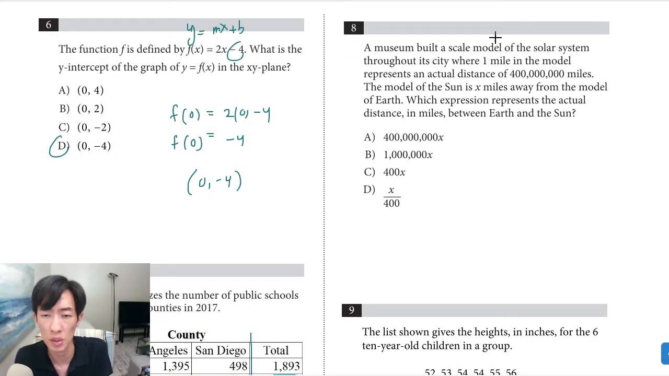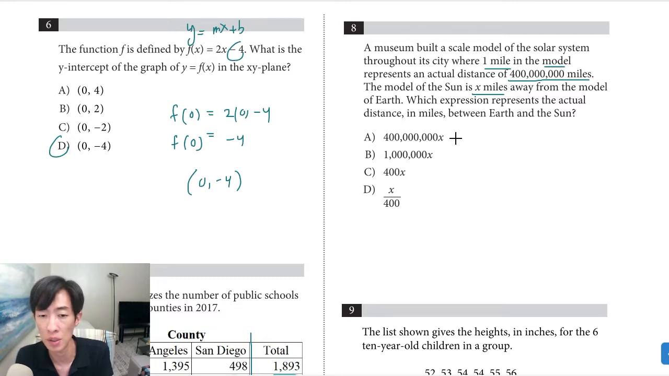Question 8. A museum built a scale model of the solar system throughout its city where 1 mile in the model represents an actual distance of 400 million miles. The model of the sun is x miles away from the model of the earth. Which expression represents the actual distance in miles between the sun and the earth?